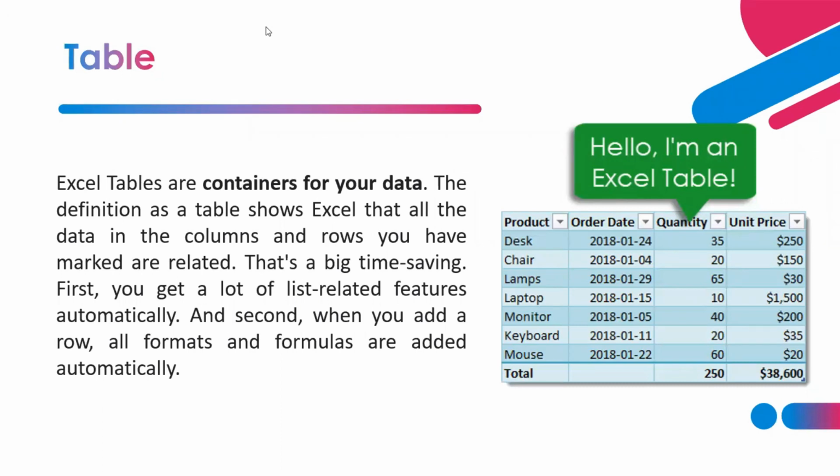So the moment you enter your data set into Microsoft Excel, Excel does not know if all the data is related or not. But the moment you put it in a table, you are telling Excel that all this data is related. That is the function of the table. Excel tables are containers for your data. The definition: a table shows Excel that all the data in the columns and rows you have marked are related. That is, they are family members, right?